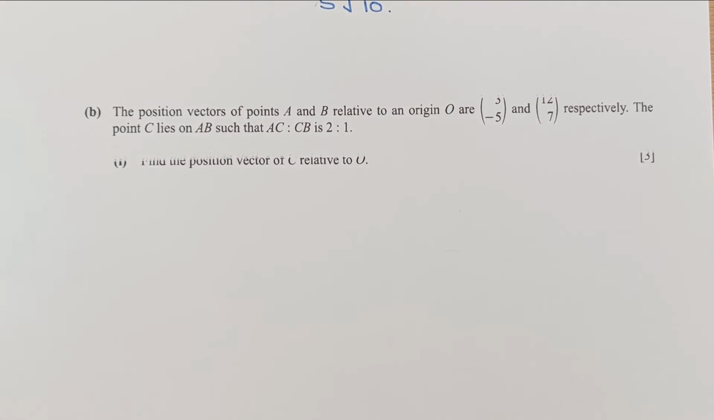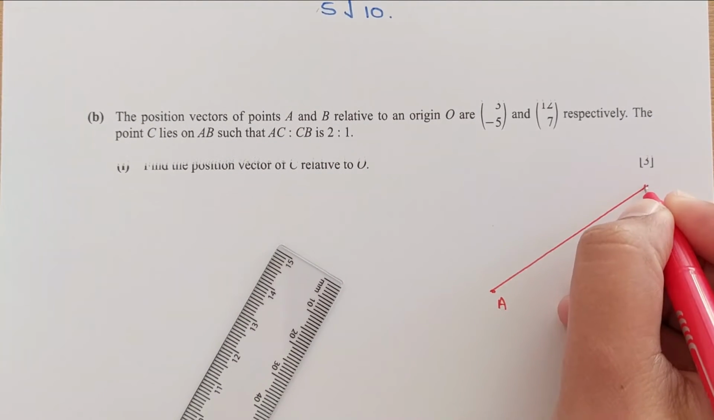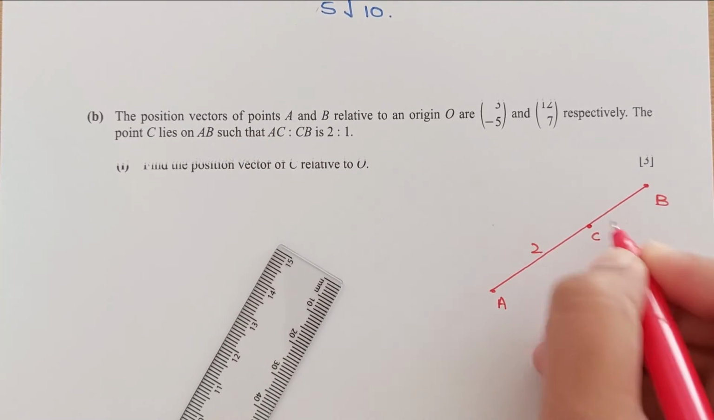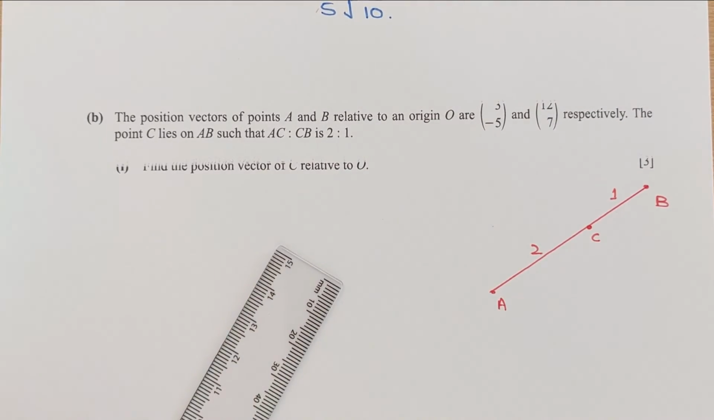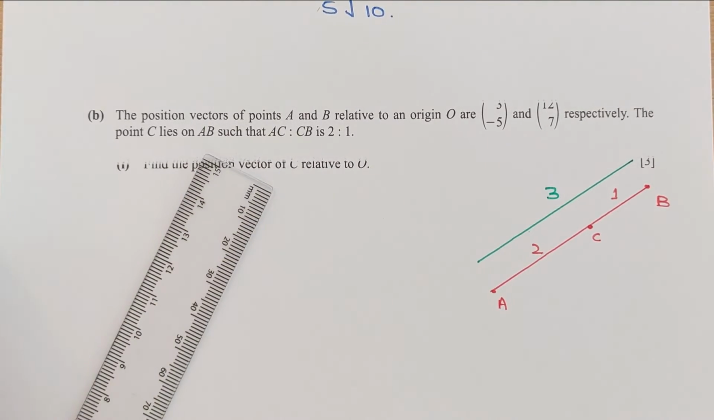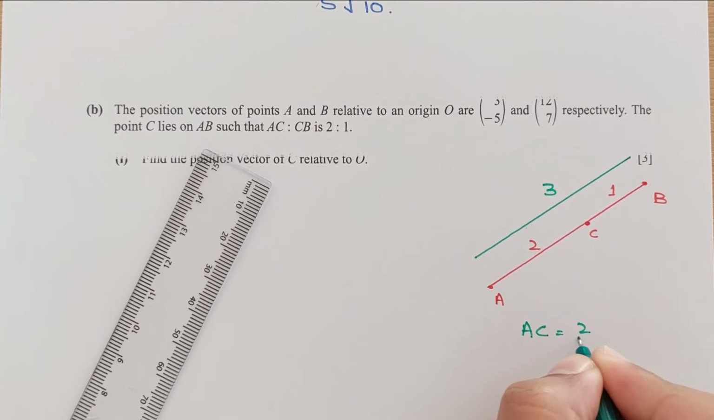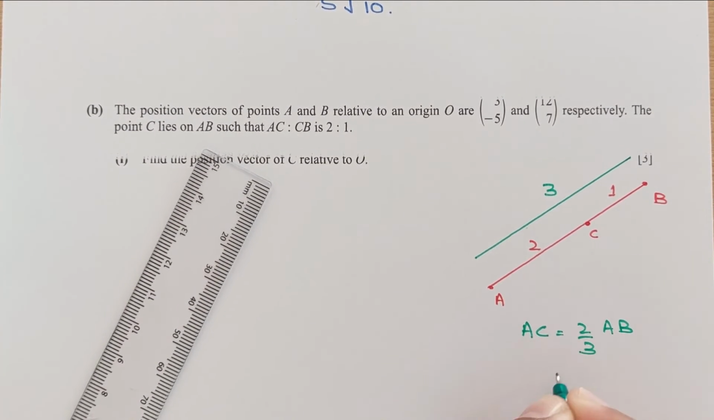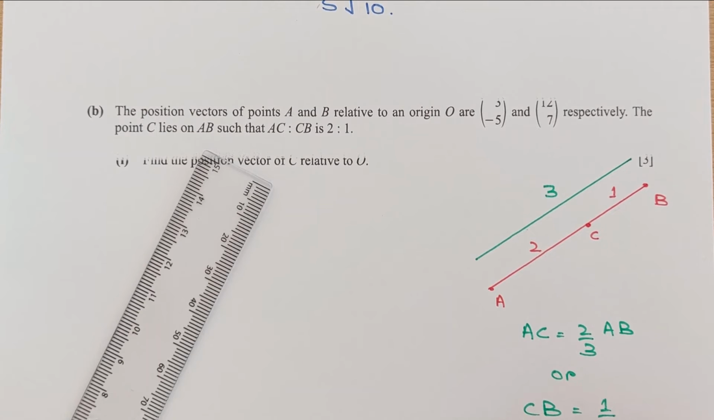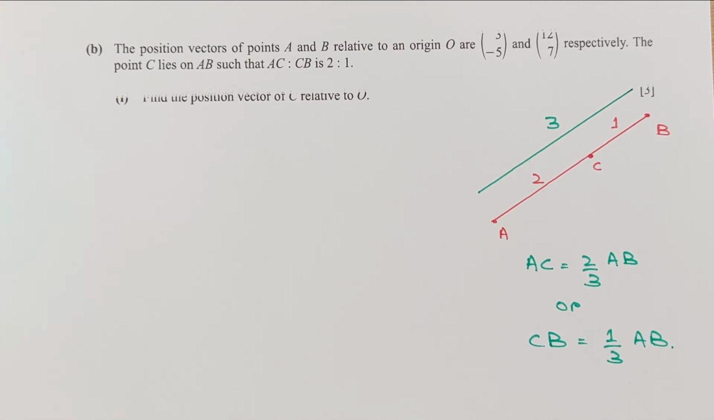Okay, let me draw this. Let me draw the line AB, right? This is A and this is B, and the point C lies on AB such that A to C is in the ratio of 2 and C to B is in the ratio of 1, right? And in total we have 2 plus 1, so AB is 3 in total. So here we can say that AC is 2 by 3 of the total AB, or we can say CB is 1 by 3 of AB, right? We can use the first or second one to solve for C.